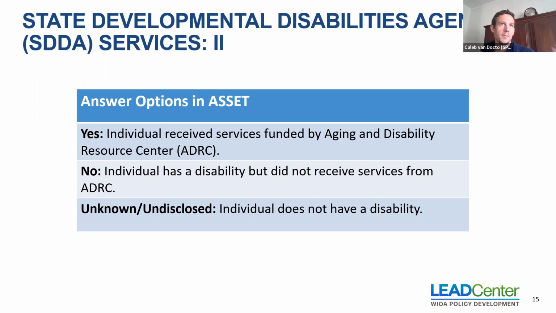Ideally, if somebody does not have a disability and you've already indicated on that first question that no, they don't have a disability, these other options in theory don't need to show up. They don't need to exist. I think currently in Wisconsin's ASSET system, they all still show up. So if somebody has already answered no, they don't have a disability, then unknown or undisclosed is the right thing to do because you haven't specifically addressed it.